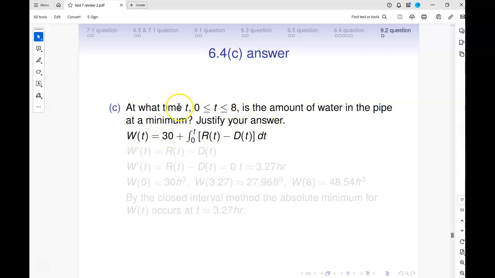So for the minimum, I want the derivative to be 0. So I take the derivative of both sides, 30 cancels out, and the integral cancels. Those should probably have been x's instead of t's. That's my mistake. I get this. I set that equal to 0. How did I solve this and get the t there of 3.27? How do you think I did that? Yeah, how did I do it in my calculator, though?